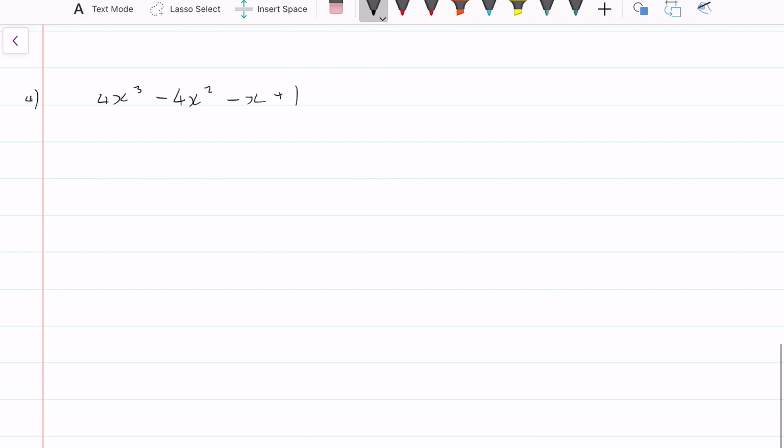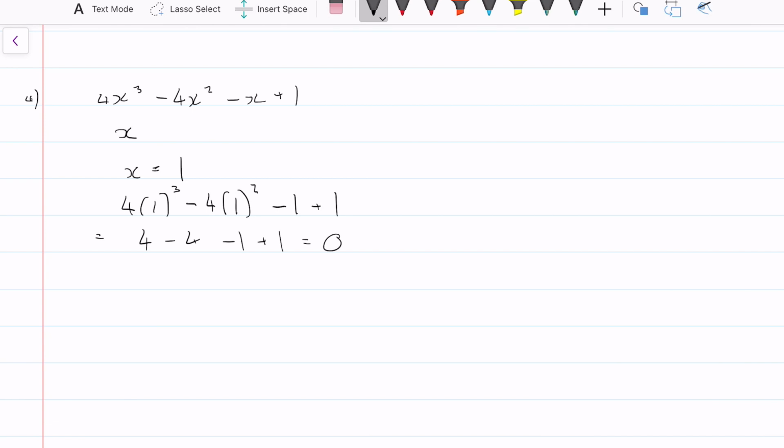Okay, the last example I've got, let's try substituting in x equals 1. We have 4 times 1 cubed, minus 4 times 1 squared, minus 1 plus 1 gives us 4 minus 4 minus 1 plus 1, which is equal to 0. So we know that x minus 1 works. So one of our factors is x minus 1.